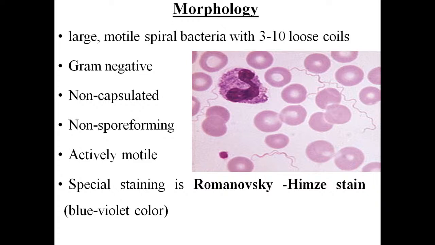Bacteria are also poorly stained, or not stained, by gram staining. We use a special staining technique, it's Romanovsky-Giemsa stain. And Borrelia is stained in blue-violet color, unlike Treponema, that is stained in pink color.